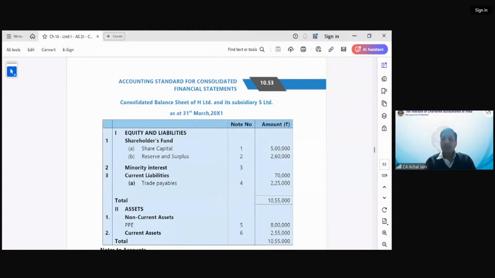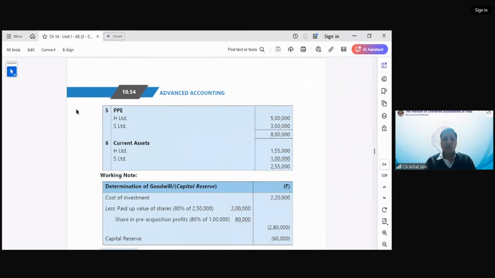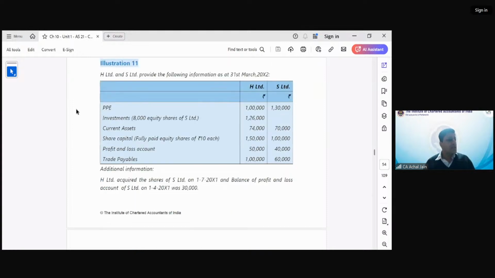All right. So let's pick up one more question. Let's look at this question 11 now. And I would suggest you start solving this. Start reading this, start solving this. And once you do this, you may just let me know the total of the balance sheet. Okay, total of the consolidated balance sheet.